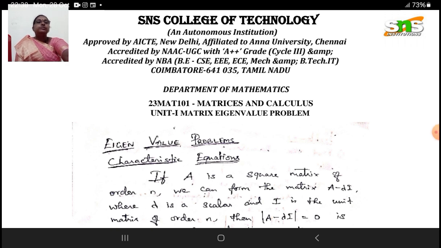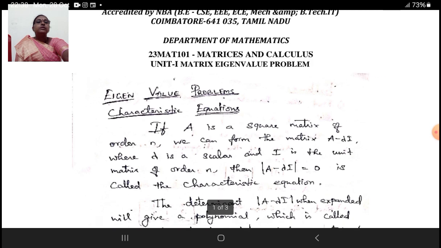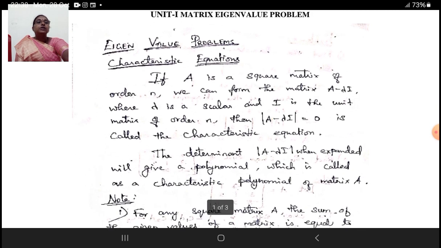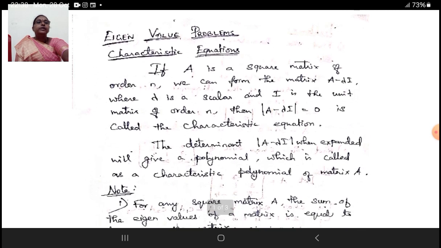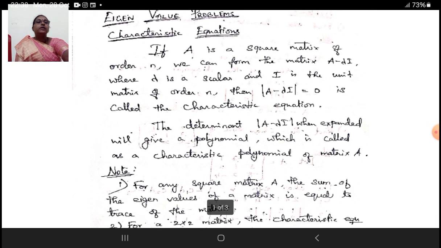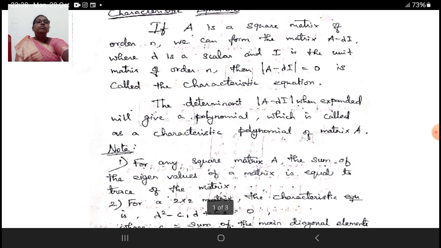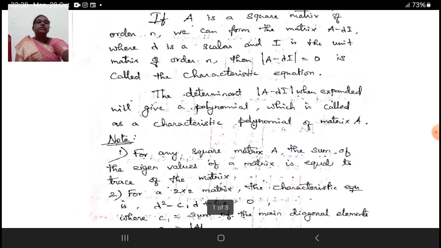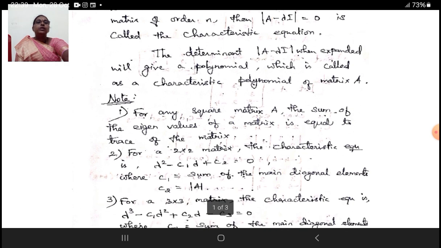Today we are going to discuss eigenvalue problems and characteristic equations. If A is a square matrix of order n, we can form the matrix A minus lambda I, where lambda is a scalar and I is the unit matrix of order n. Then the modulus of A minus lambda I equal to 0 is called the characteristic equation. The determinant |A minus lambda I|, when expanded, gives a polynomial which is called the characteristic polynomial of matrix A.